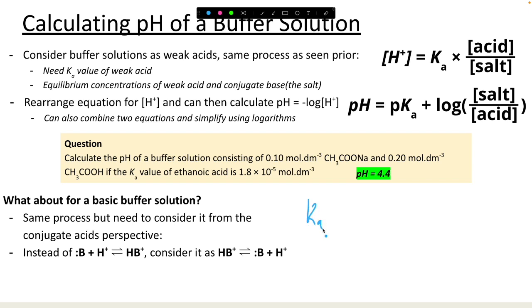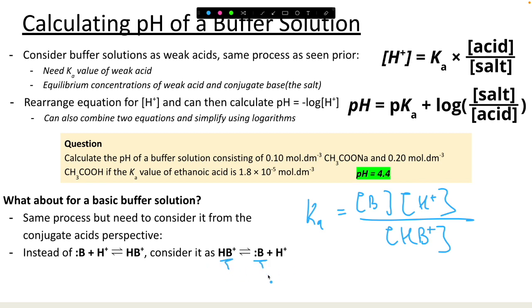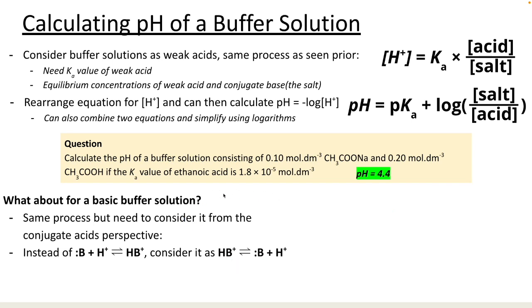If we think about our Ka for this, it's going to be our products, which is our base times our hydrogen ion concentration, divided by our reactant, which is our weak acid, our conjugate acid. So if we know the concentration of that and that, which we would in our buffer solution, and if we're given a Ka, we can do the same thing. We can rearrange for hydrogen ion concentration, and then plug that into the pH equation. So our Ka expression there would be the one that I just did.